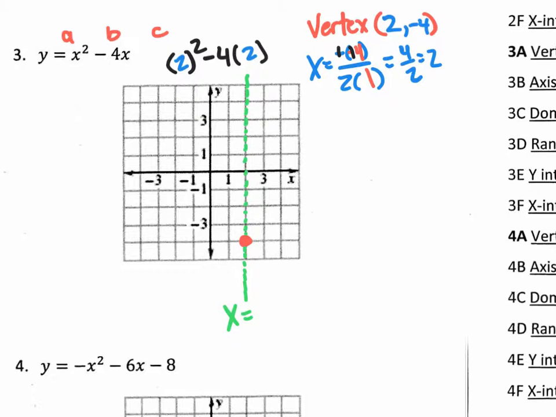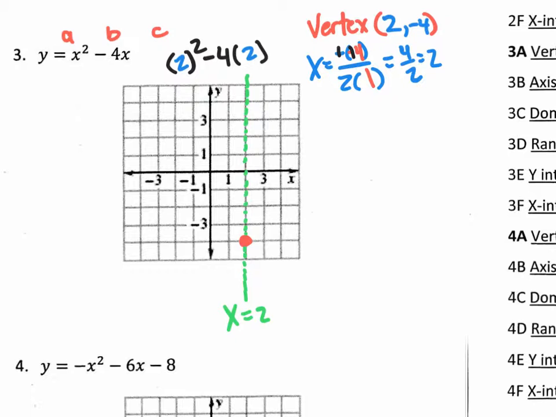Where? Let me ask you this. We know it's x equals... Does it cross the x-axis at -3? No. Does it cross at -1? It crosses at 2. So the equation has to be x equals 2. X equals 2. That's your equation for the axis of symmetry.